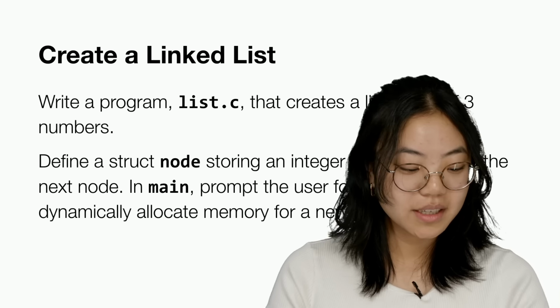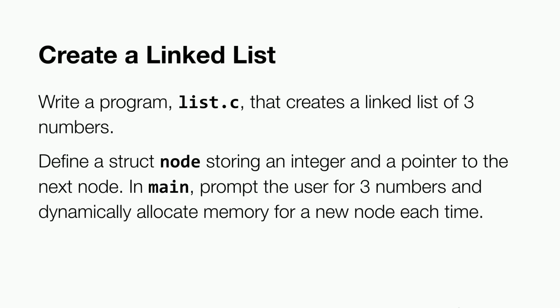And so we're going to get some hands-on practice with this and create a program called list.c that creates a linked list of 3 numbers. In this example, we're going to be using numbers that are stored as a linked list, and we're going to define a struct called node, similar to what we just saw, which stores an integer and a pointer to the next node. In the main function, we're going to prompt the user for 3 numbers and dynamically allocate memory for each new node.